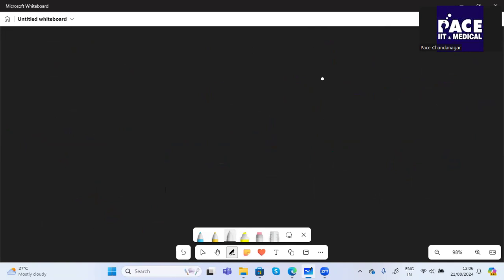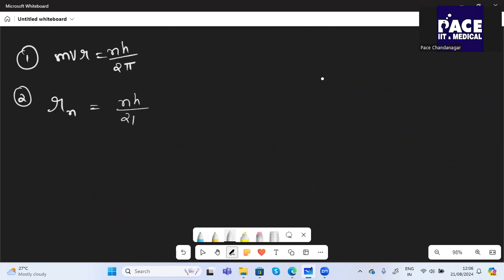Now coming up with your radius first. We have first written mvr is equal to nh by 2 pi. This is your part. And the second one, radius of the nth orbit, is (nh by 2 pi) the whole square, and in the denominator you have K m e square and Z.